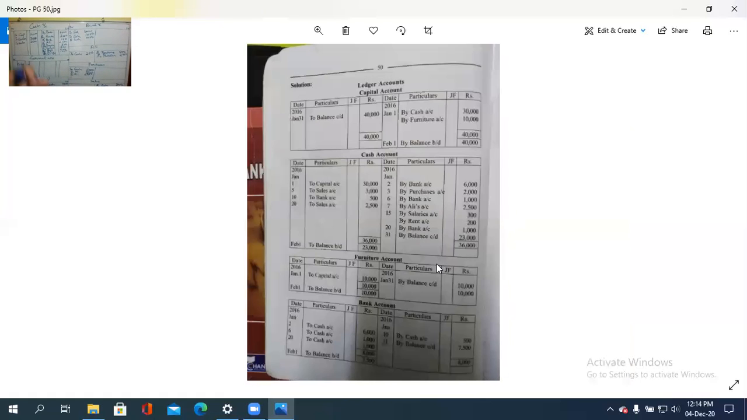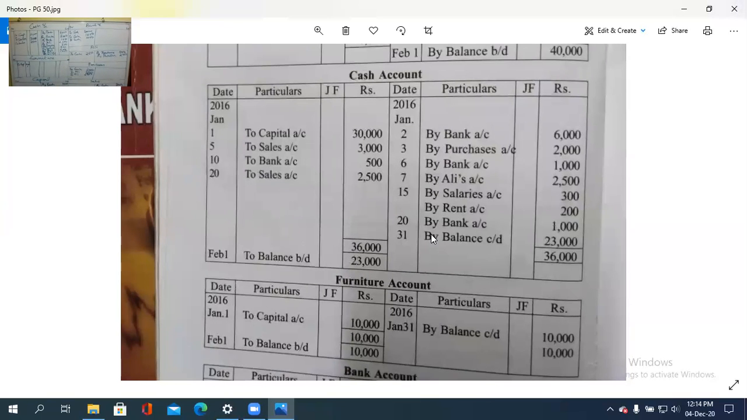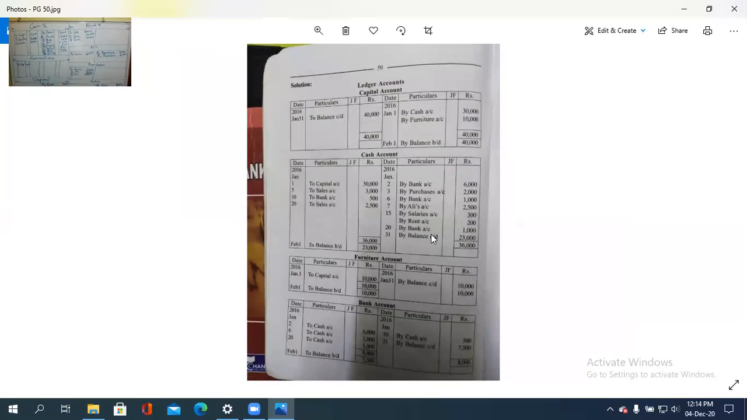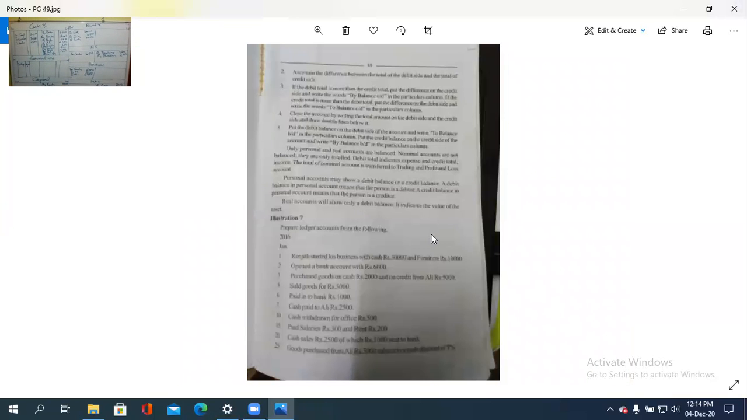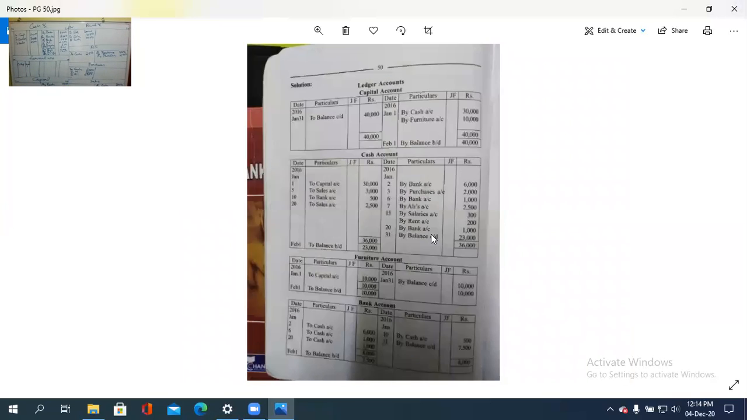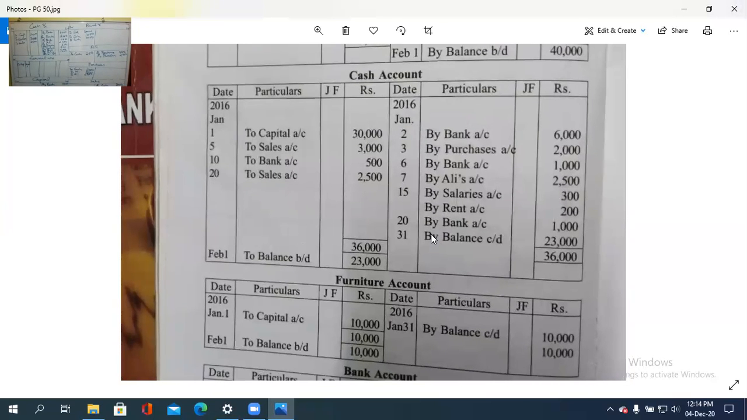See the screen. To capital 30,000, to sales 3,000. Yes, one more entry is required. On 10th there is 500, that I forgot. That is the 10th. What is that? Cash withdrawn from office. That is 500. What is the entry?